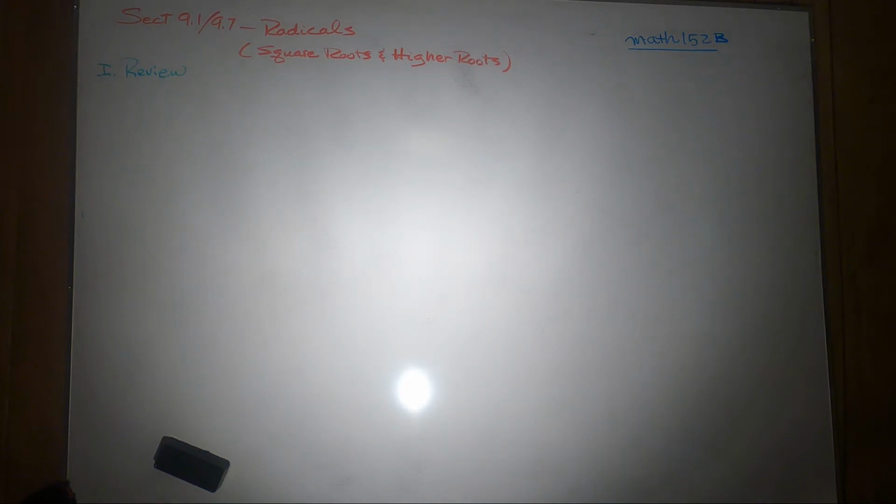We are on sections 9.1 and 9.7, page 36. We are going to talk about something called radicals. Let's find out what they are first, then what we are going to do with them.